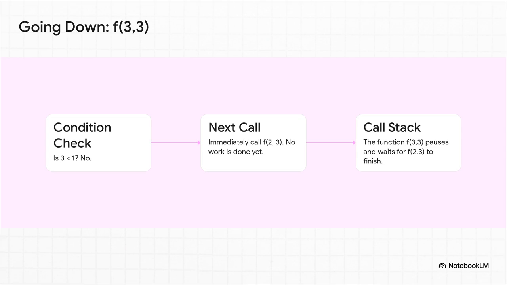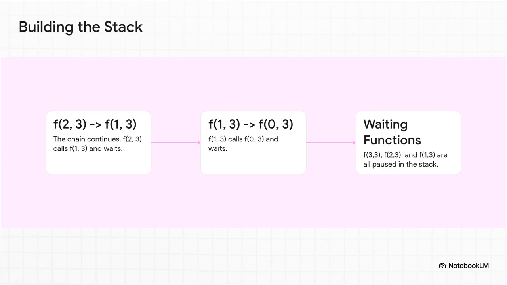Okay, so we start with f(3, 3). It checks its stop sign. Is 3 less than 1? Nope. But now, instead of printing, its very next move is to call f(2, 3). So f(3, 3) just hits pause. It's holding on to its value of i equals 3, and it's just waiting. And this just keeps on going.